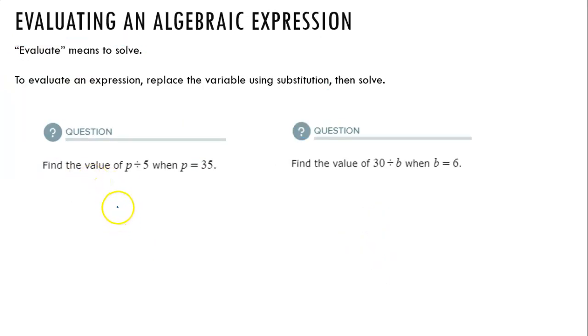No need to make a new topic. We're continuing on with the same topic. It says find the value of p divided by 5, and then it tells you to replace p with 35, so we're doing 35 divided by 5, which is 7.